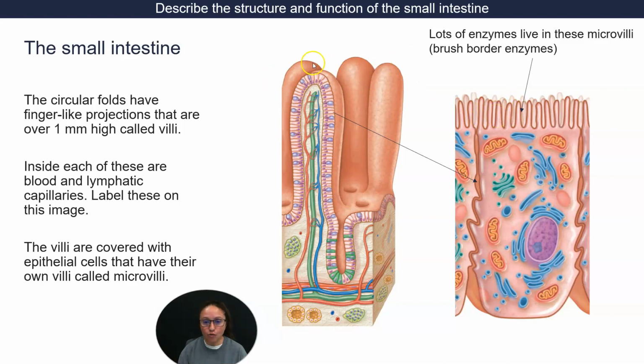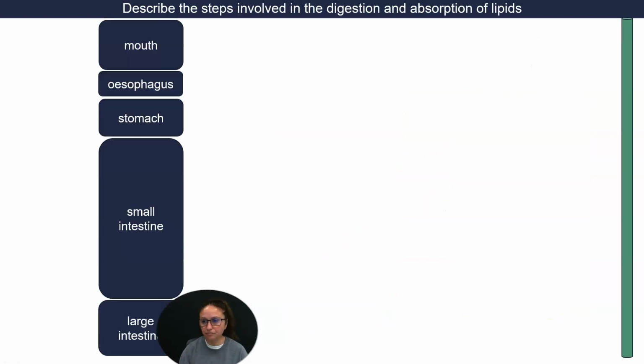We want to make sure that all the food comes into contact with this surface. And in these little folds, these microvilli, are the enzymes that the small intestine uses for chemical digestion. If you see them in your textbook, they are called brush border enzymes. So how cool is the small intestine, hey? Super cool. Well suited for its job.